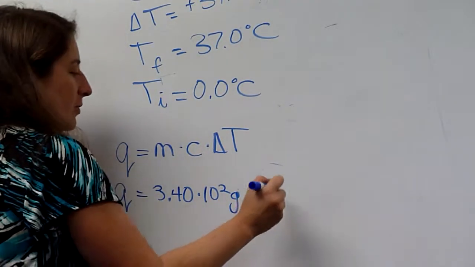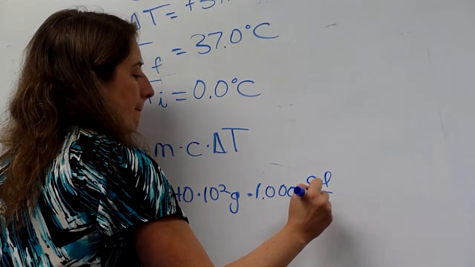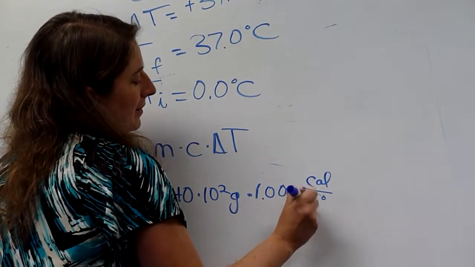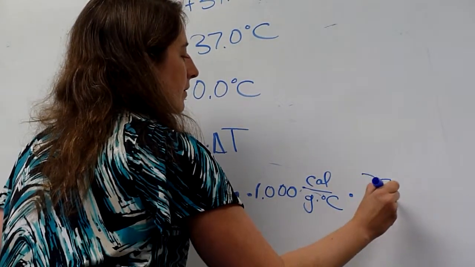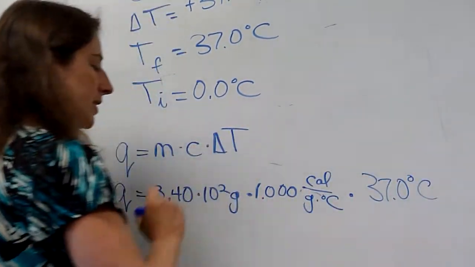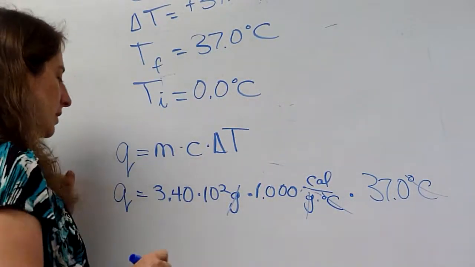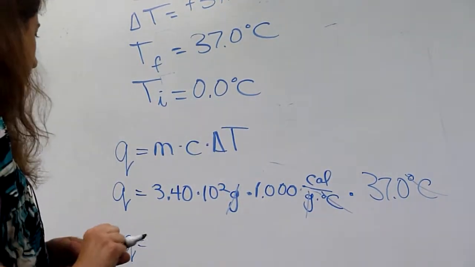I keep wanting to write 4.184. I want joules so much. All right, and delta T is a positive 37.0 degrees Celsius. So our grams cancel, our Celsius cancels. And then if you type it all in, what do you get?